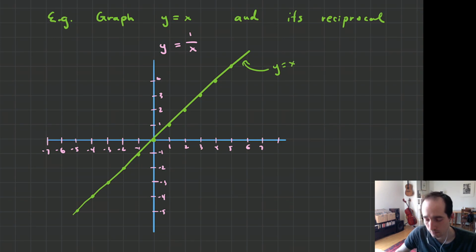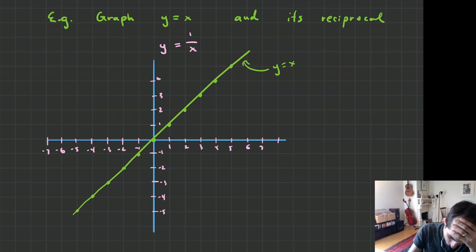Okay, now we're ready for the reciprocal function. We are going to graph the reciprocal of x, or in other words, we're going to graph y equals 1 over x, or 1 divided by x. So let's go ahead and start graphing some points. One thing that you might notice here is that we have a non-permissible value.